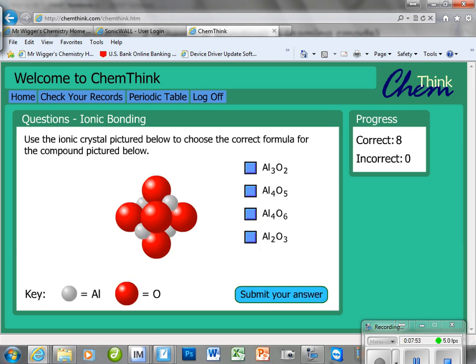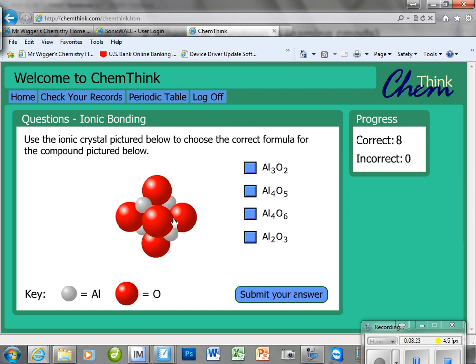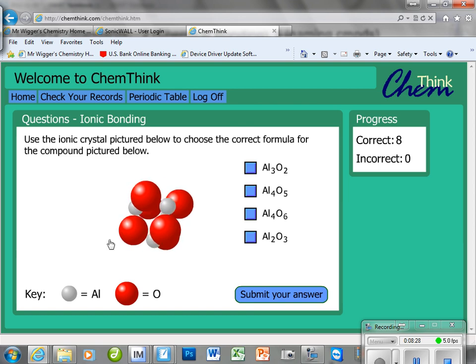Now this guy is kind of fun. What we need to do is rotate this molecule so we can see everything that's there. And what they want is the smallest possible ratio of aluminum to oxygen. The key is at the bottom, and you can see right down here the key that tells you that this guy is aluminum and this guy is oxygen. So what we want to do is roll this guy and look at him very, very carefully. We want to look at him first of all on this face of the molecule.